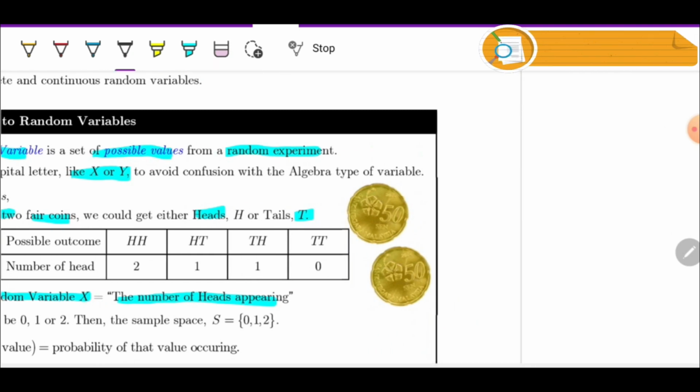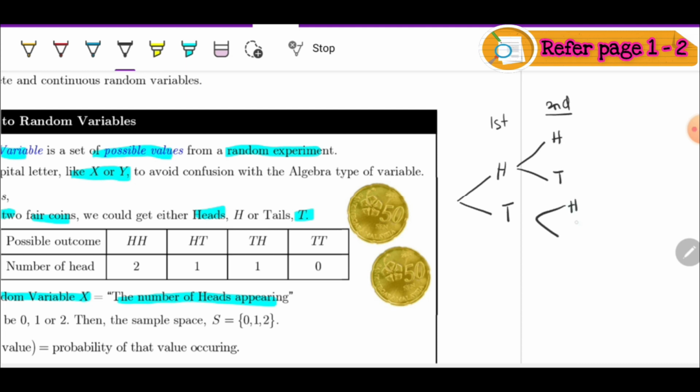So, we can use a tree diagram to list the outcomes. The first toss, we can get either head or tail. Same goes for the second toss. The probability of getting head is 1/2, tail also 1/2. Don't forget to write the probability on each branch.